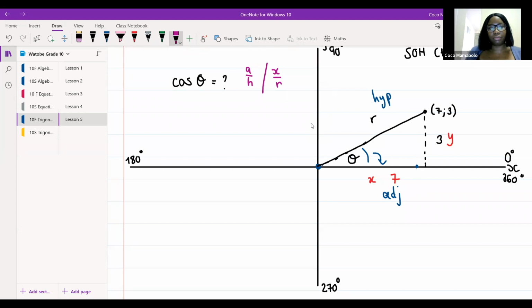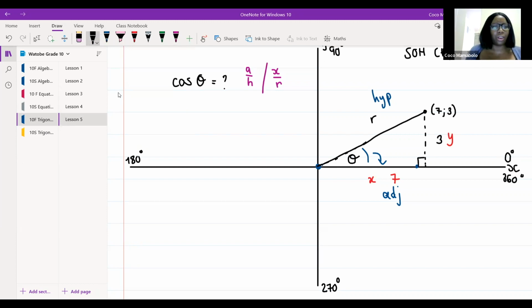Ma'am, we don't have the hypotenuse. So is it not supposed to be Toa, I believe? No. Okay, so Shaden, I can use Toa to find the angle, but I don't want you to find the angle. I want you to tell me how I can find the cos of my angle using the sides. So how are we going to find this hypotenuse that we don't have? Pythagoras? Yes, Pythagoras. That's how we can find the hypotenuse.